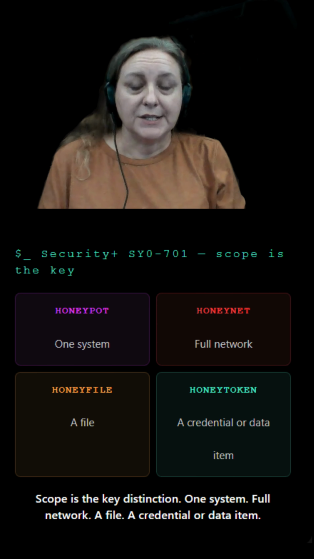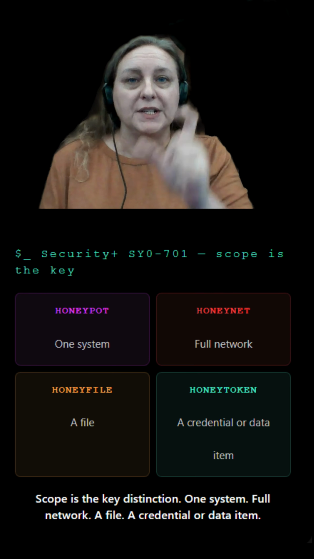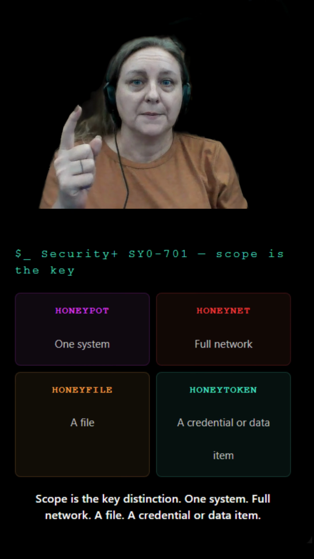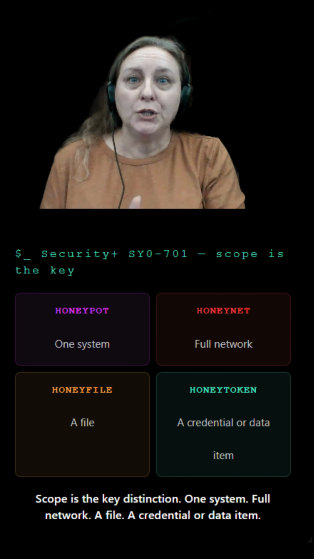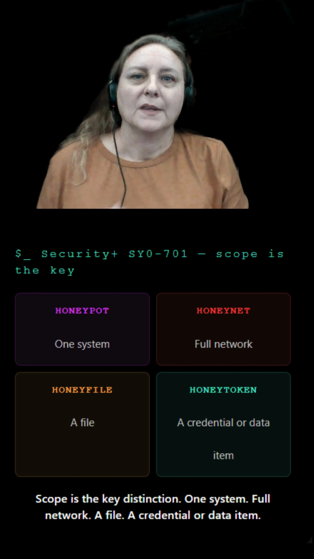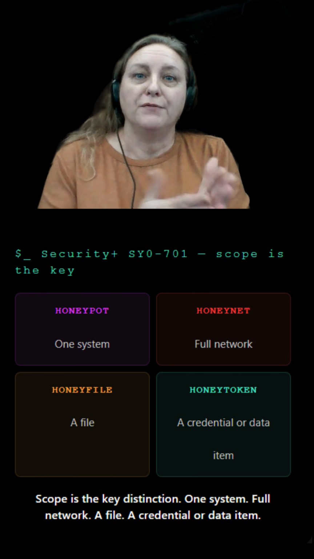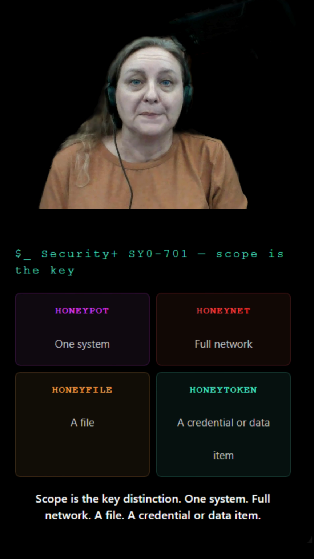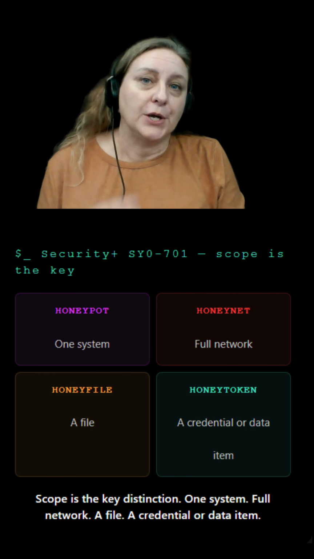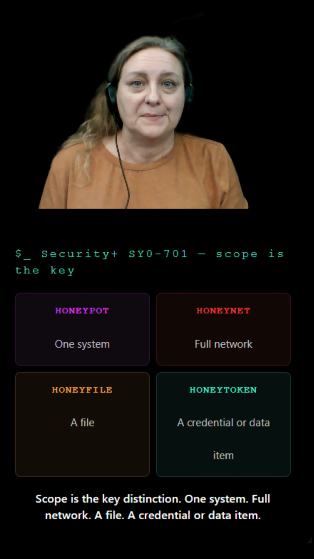In the CompTIA exam, you might see the word decoy system. Think honeypot. If you see the words multiple decoy systems, think honeynet. If you see decoy file, think honeyfile. If you see fake API key, fake username, fake data item, these are things that you want to associate with your honeytoken.